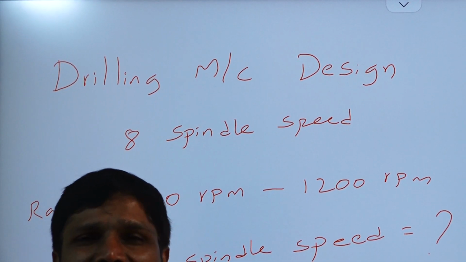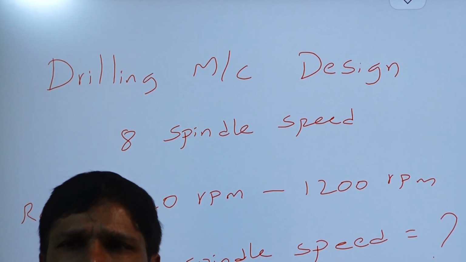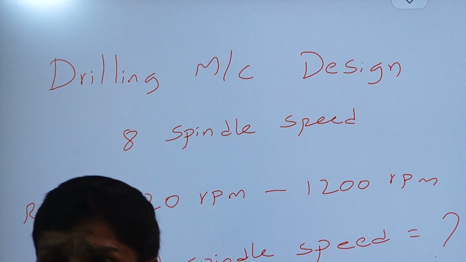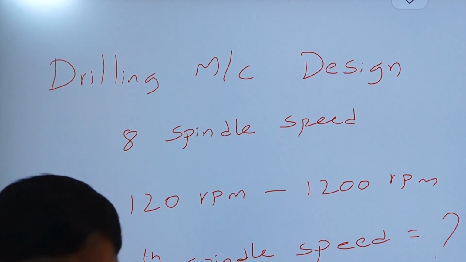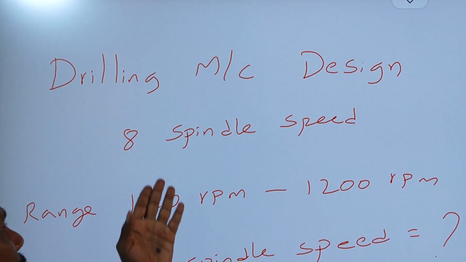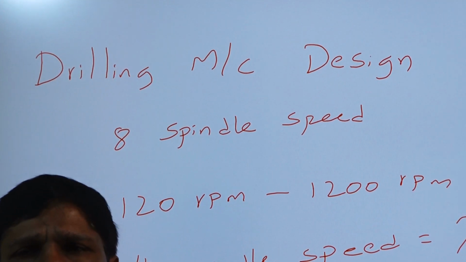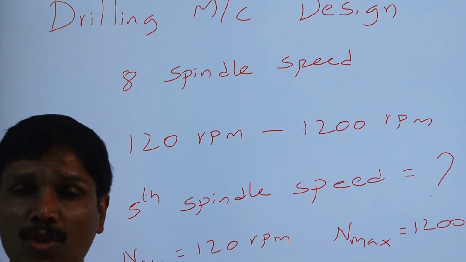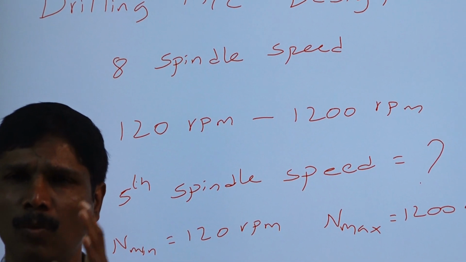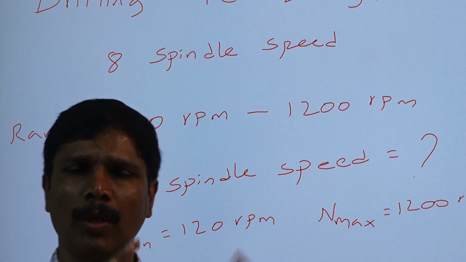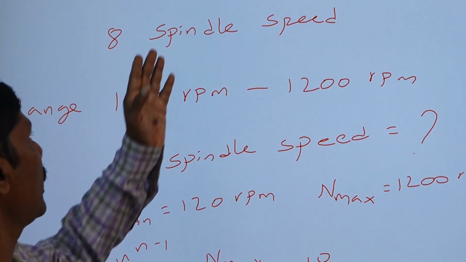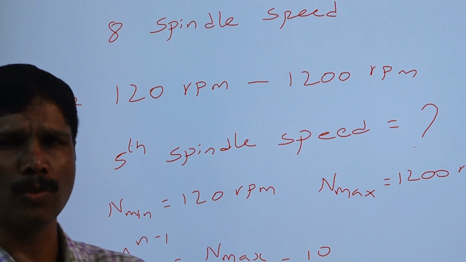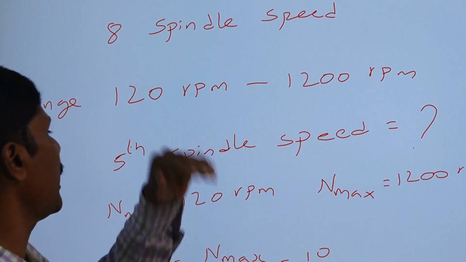Next is the drilling machine design problem. So now we are going to come into the drilling machine design problem. In the drilling machine design problem, there are 8 spindle speeds, so its range will be given. It has to start from 120 RPM to 1200 RPM. So the range will be given, and how much variation there will be is also given.